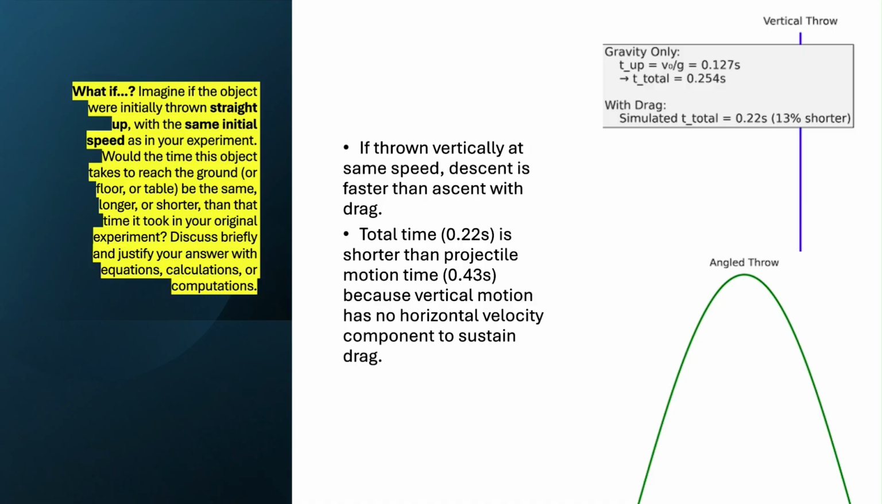This is because in the vertical motion, there is no horizontal velocity component to sustain drag, allowing gravity to dominate the descent. The theoretical time of 0.254 seconds matches the expected 2 times initial velocity over gravity, but the drag reduces it by a further 13% by making the descent faster than the ascent. In contrast, the angle throw experiences prolonged airtime due to drag acting on both horizontal and vertical motion, slowing it down overall, thus a purely vertical throw reaches the ground faster.